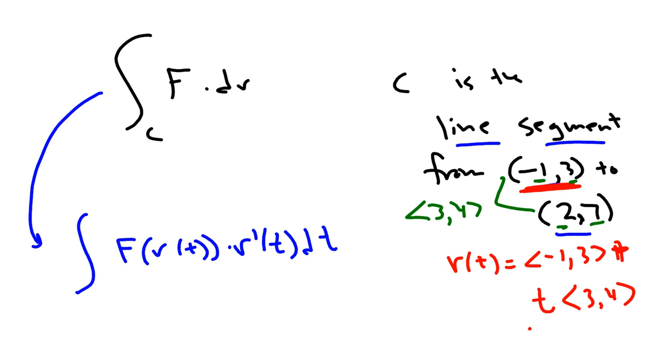And then our t value, well, if t is 0, then you wouldn't be adding anything to the vector negative 1, 3.